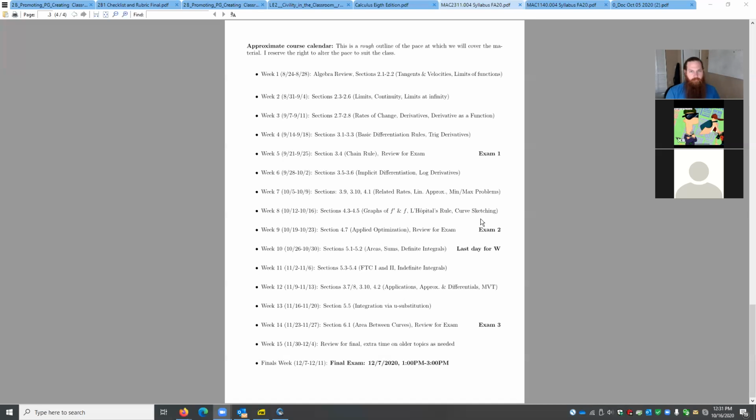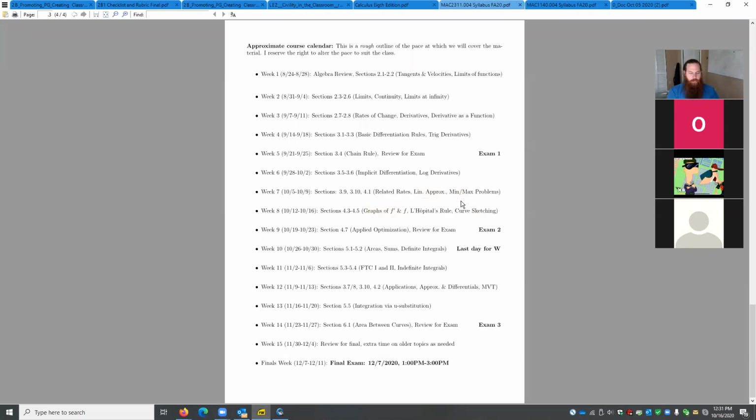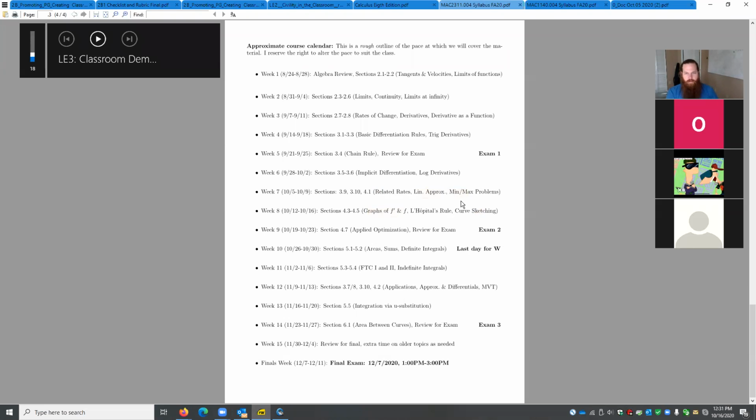Here's the syllabus. So reminder, we are here. We just finished the section on related rates. So we're a little bit behind the linear approximation and min-max problems. These sections will go fairly quickly. And then the graphing, curve sketching stuff, that is going to be a little bit tricky. So if we wanted to get a head start on the curve sketching.